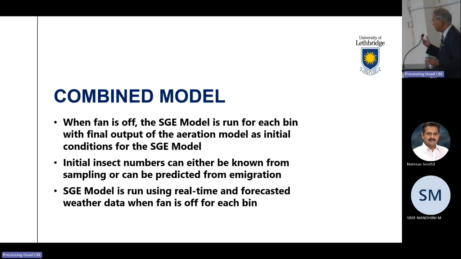Basically, it would take maybe about 28 days or a month to adjust that number, because after a month they probably would be 500 pairs anyway. So for one month it would be in error. After that, it would not make a difference. And then the stored grain model is run using real-time and forecast weather data when the fan is off. So you either run the aeration model or run the SG model, and then both are interconnected and predict the conditions of the grain throughout the storage period.